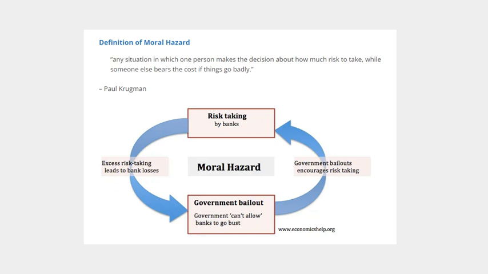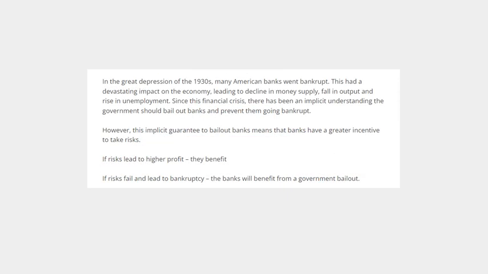Paul Krugman. In the Great Depression of the 1930s, many American banks went bankrupt. This had a devastating impact on the economy, leading to decline in money supply, fall in output and rise in unemployment. Since this financial crisis, there has been an implicit understanding the government should bail out banks and prevent them going bankrupt. However, this implicit guarantee to bail out banks means that banks have a greater incentive to take risks. If risks lead to higher profit, they benefit. If risks fail and lead to bankruptcy, the banks will benefit from a government bailout.